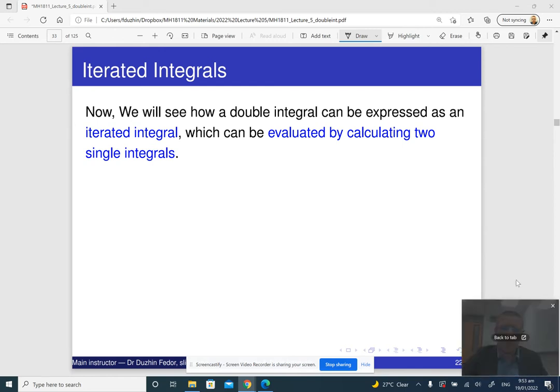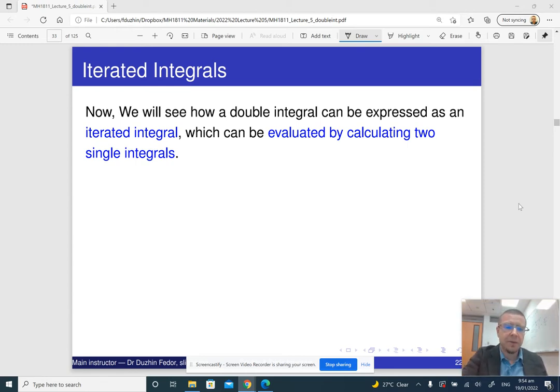Now, we're going to see how a double integral can be expressed as an iterated integral, which is essentially just like several single integrals. What do I mean? I mean the following: an iterated integral is something like this.